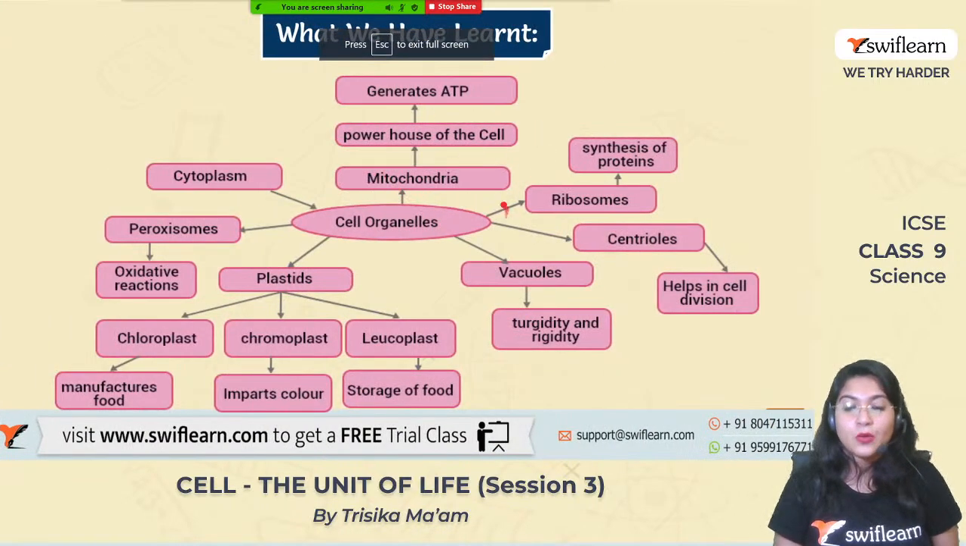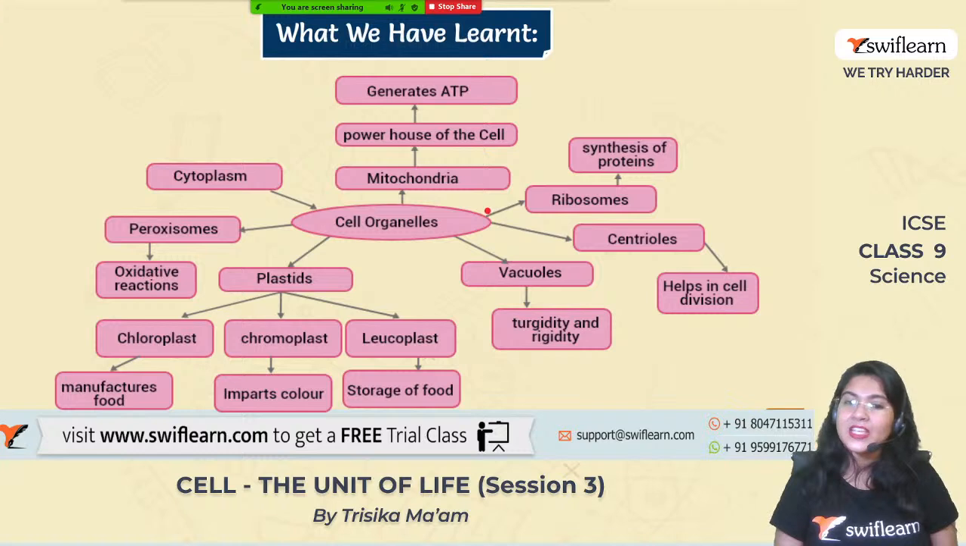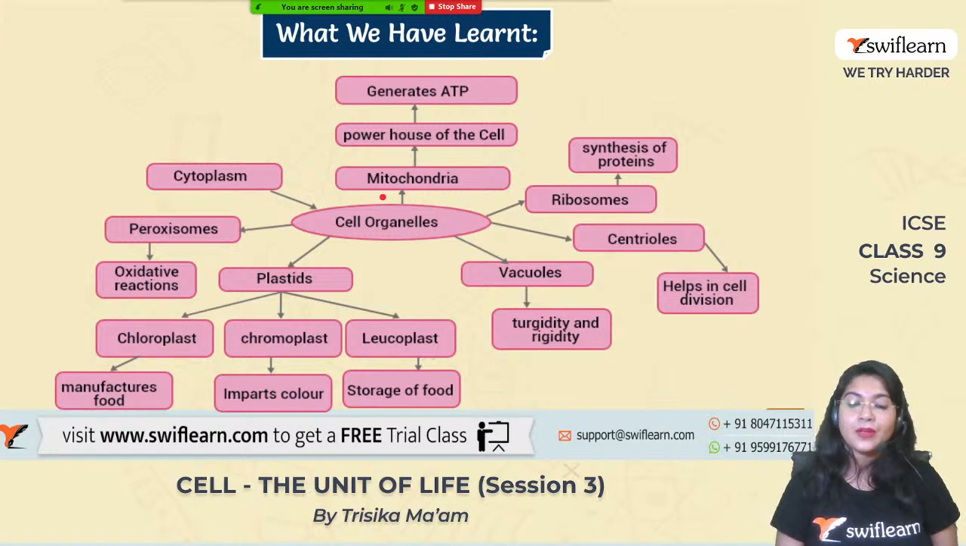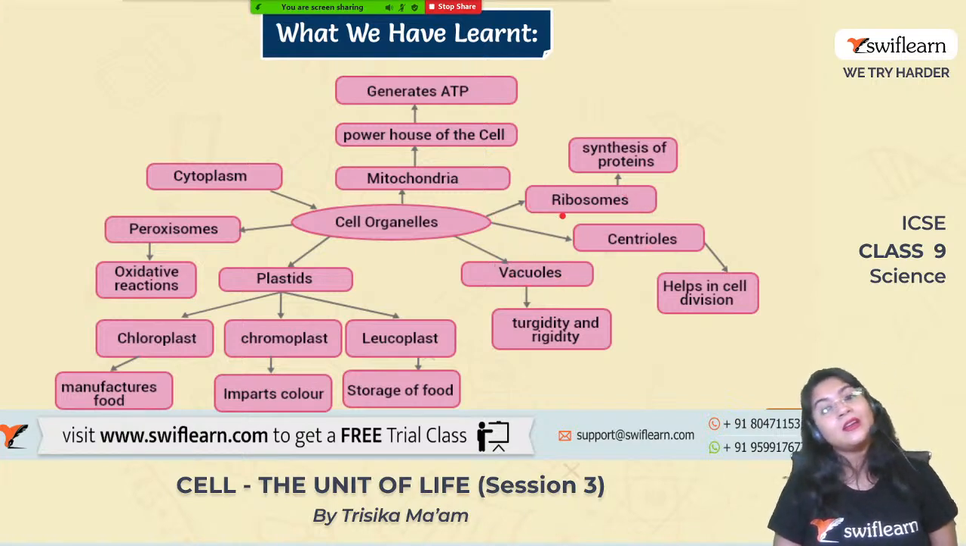So let us find out what we have already studied in this session. We have already studied what are the different cellular organisms which were present within the cell. So they are present mainly in the cytoplasm. So the different types of cellular organelles which we have studied today is the plastid, the peroxisome, the mitochondria, the vacuole, the centriole, and the ribosome.